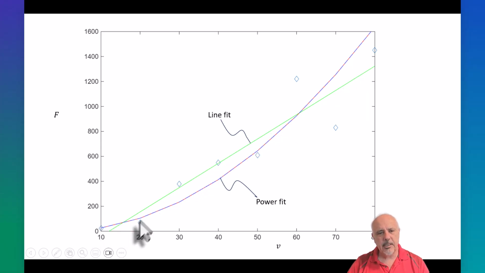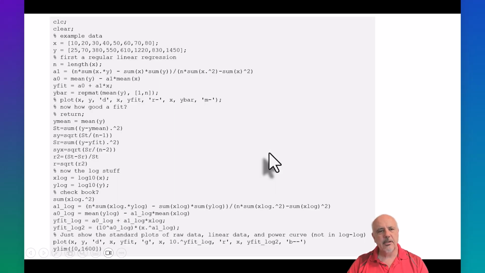The power fit hits this point very well and hits that point better than the line, but the line does better on this point and this point. The power fit does okay here. These are two outliers, and then this point's kind of closer to the line. So it'll be very interesting to compare how the line does relative to the power fit. So let's look at the code.